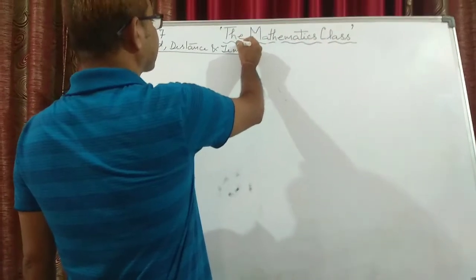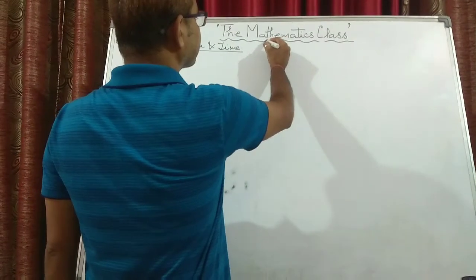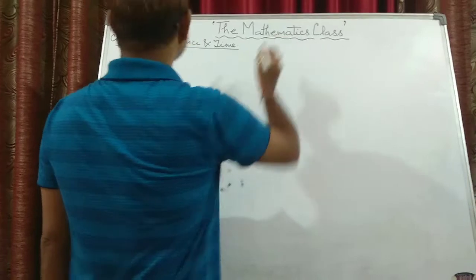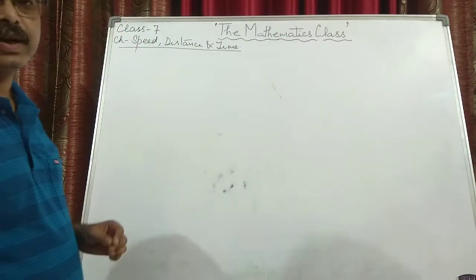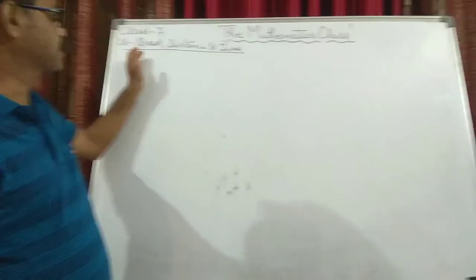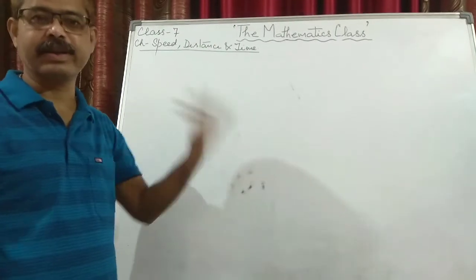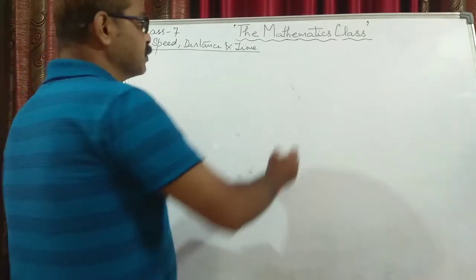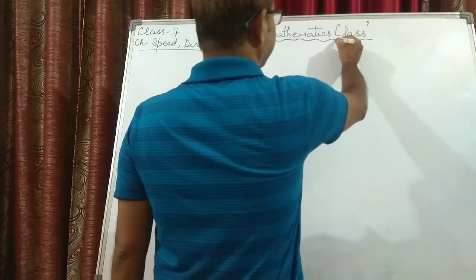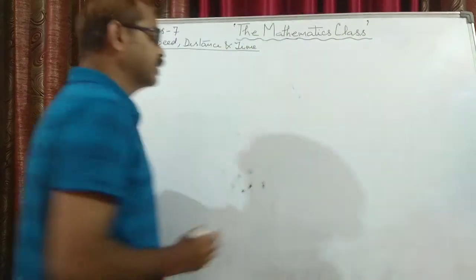The mathematics class. This class is for class 7 and today we will be starting with a new topic, that is speed, distance and time, speed, time, distance, or time, distance, speed, whatever. So you must have learned about the relation between speed, distance and time.